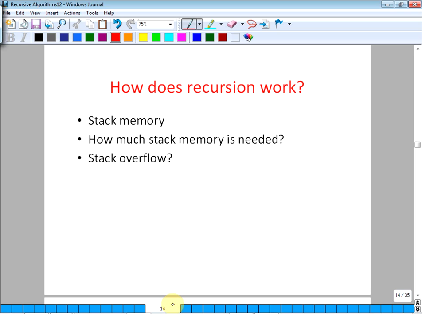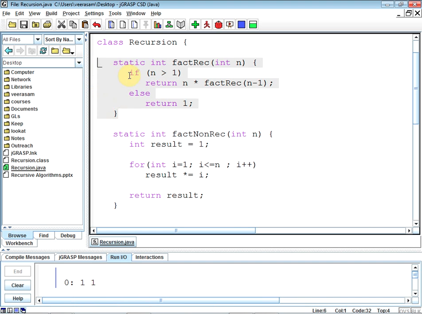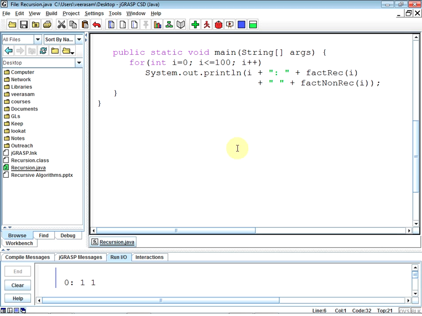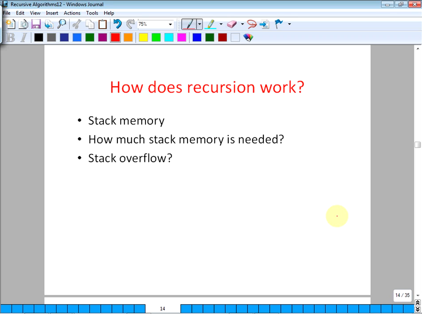So do you want to try how the factorial works? Let's look into the picture. As per this code, there's an integer return value and an integer parameter. Let's say we are invoking factorial of 5 from main. What will happen in the memory? So you have main. Let's draw this big stack memory thing.